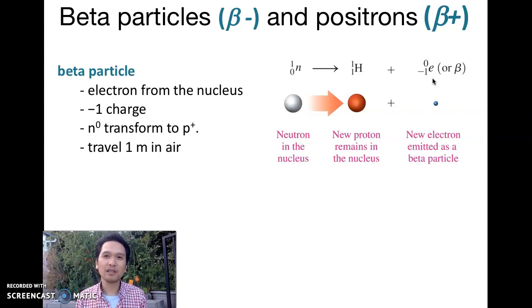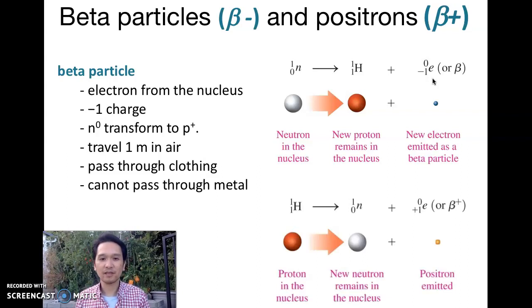So in terms of safety, you want to not be too close to the source of a beta emitter. Because it's very small, it can pass through your clothing, so your clothing won't protect you. However, it's big enough that it will not pass through metal. So if you're wearing metal, the beta particles cannot go through that sheet of metal.